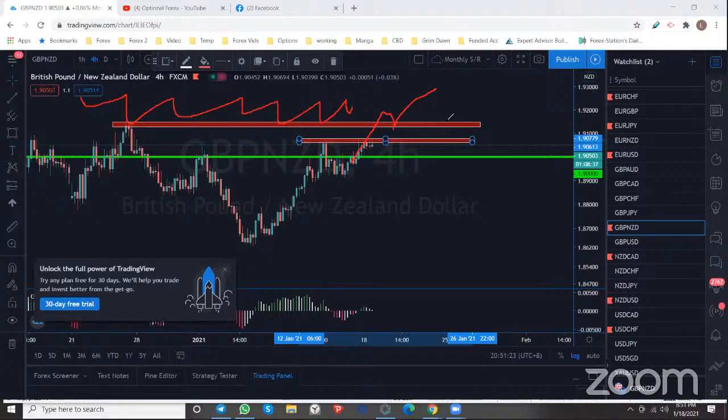Most of the time I'll prefer to trade in areas where price did not visit in the past. Probably I'll be delving more on this concept later on. But in any case, just keep a lookout for pound Kiwi. Any opportunity to go long, you should take advantage of that.